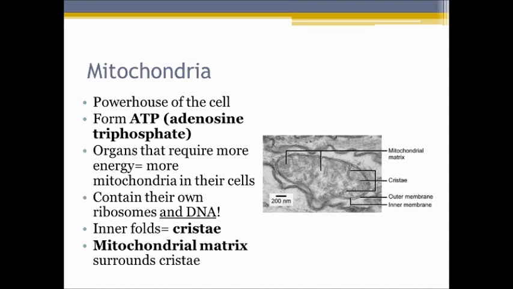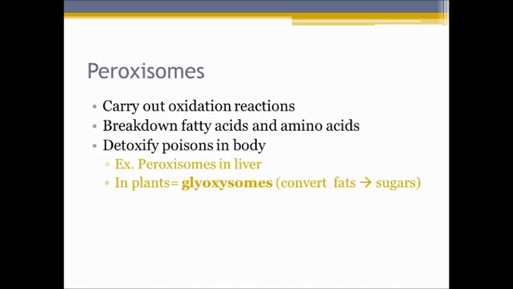The inner folds of the mitochondria are known as cristae, and they're found within the inner mitochondrial membrane because the mitochondria is a double membrane. And between the membranes is the mitochondrial matrix. Both of those places are sites for the creation of energy through glycolysis, through the Krebs cycle, and through the electron transport chain. Peroxisomes are going to carry out oxidation reactions.